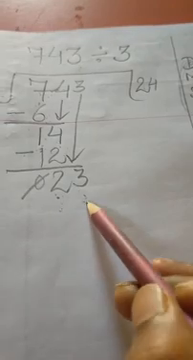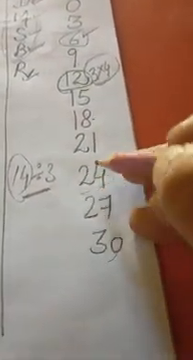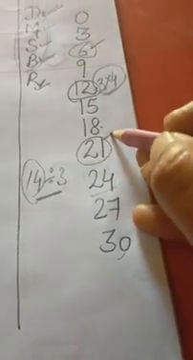This is the first step. Next is multiply. Now we have to write here one number that must be less than 23 so that it can be subtracted from it. Now you can see here is 24. 24 cannot be subtracted from 23, so we can write 21 here.